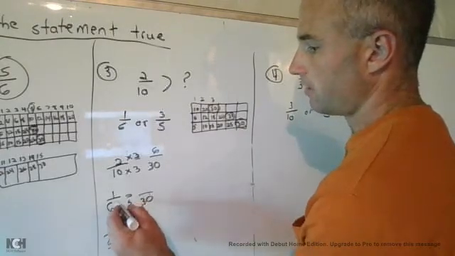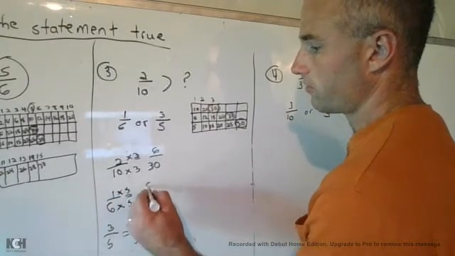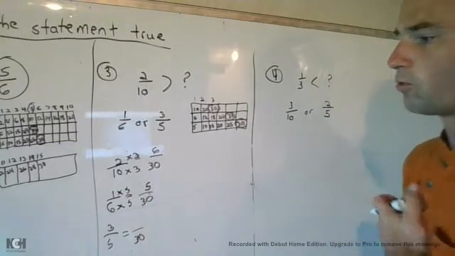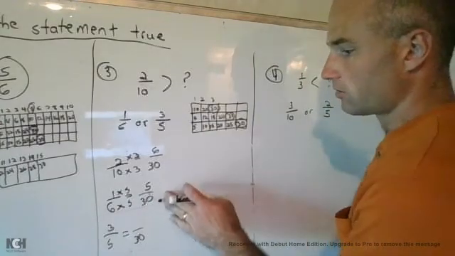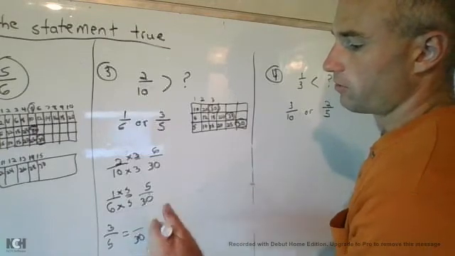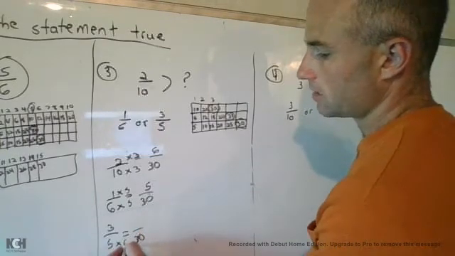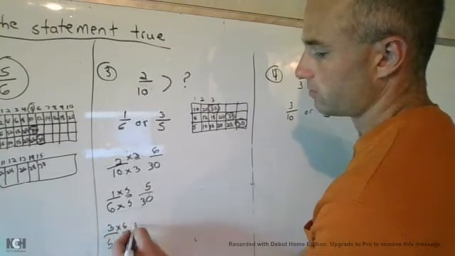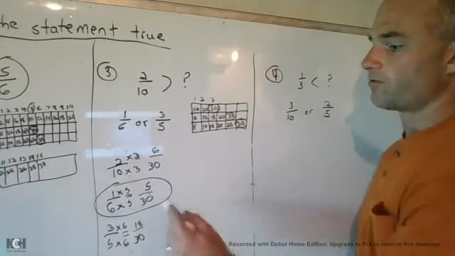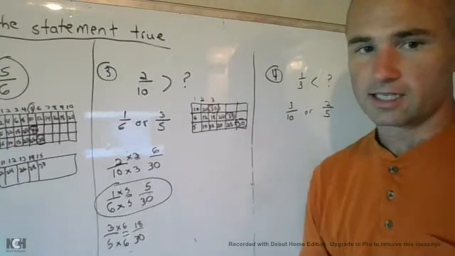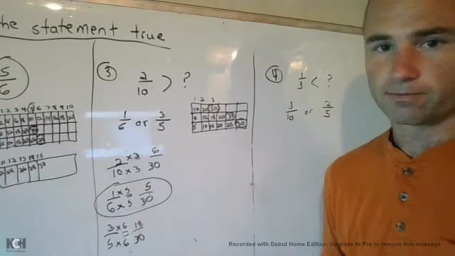6 times 5 and 1 times 5 equals 5. Ooh, 5/30. Wow, that's really close to 6/30. And it's also less. Let's check 3/5 though. 6 times 5, 3 times 6 gives me 18. Therefore, showing me 1/6, also known as 5/30, is actually the smaller fraction here.